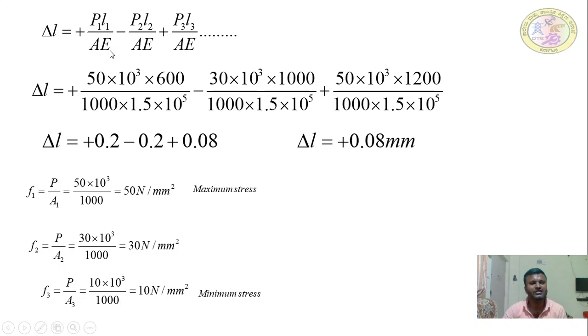So what is the value of P1? 50 kilonewton, that is 50 into 10 to the power of 3 Newton. 1 kilonewton is equal to 1000 Newton, and 1000 is nothing but 10 to the power of 3. So 50 into 10 to the power of 3 into L1. It is 0.6 meter, as given.